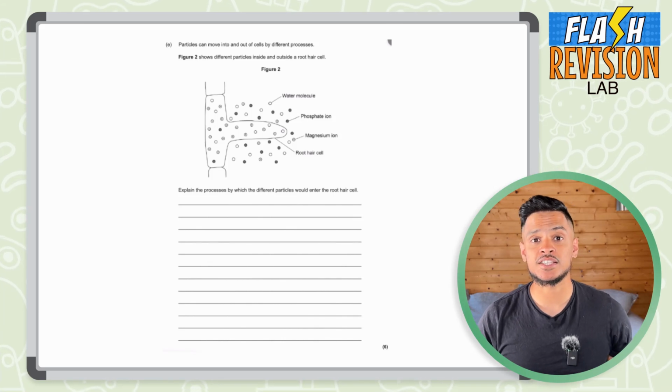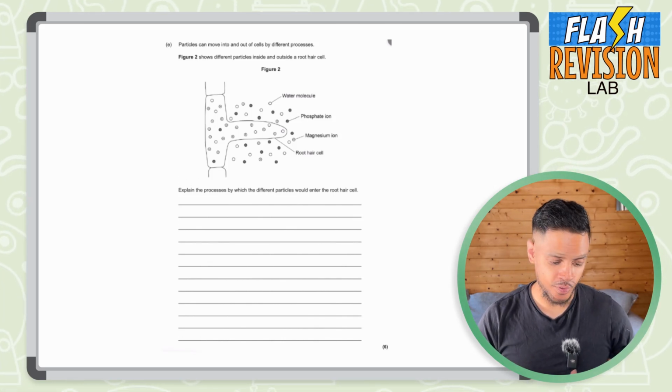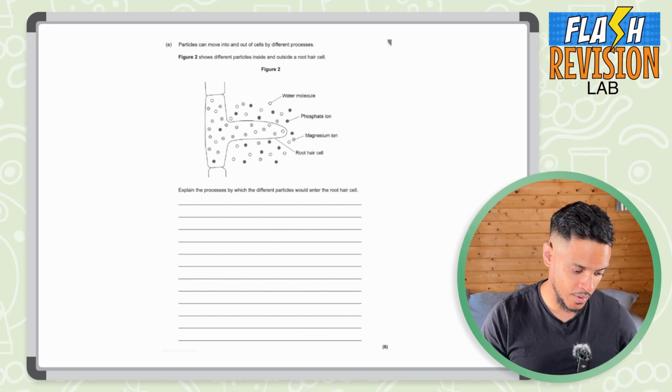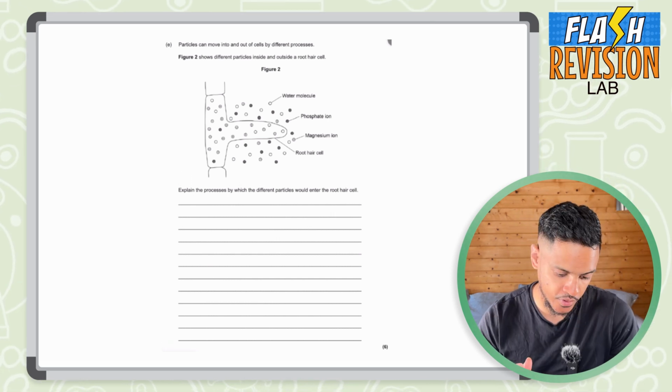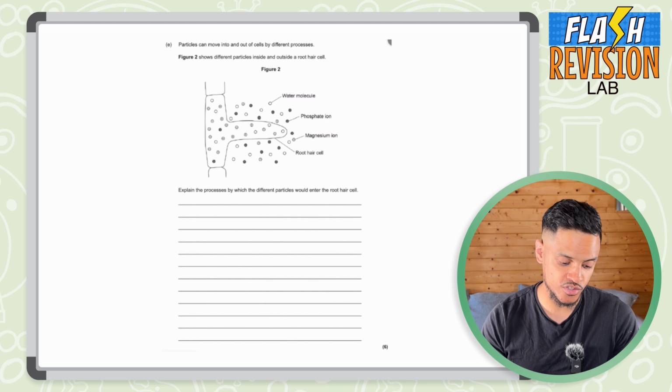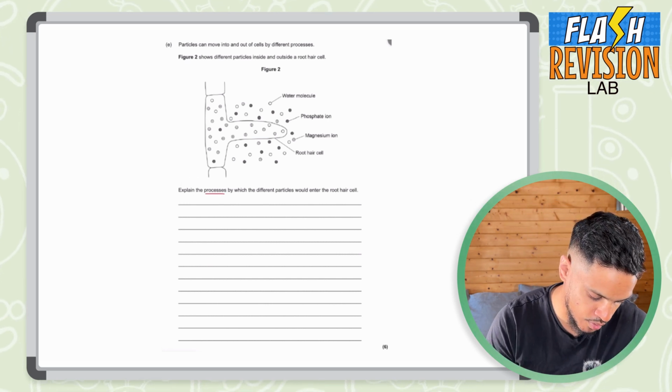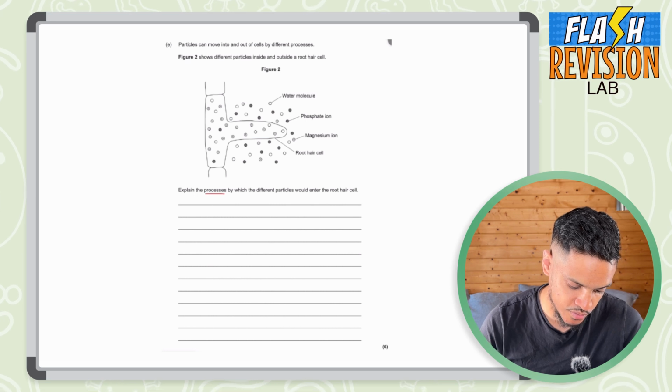Right, so here we have a 6 marker on transport in cells. This basically covers diffusion, osmosis, and active transport. So what we have here is a root hair cell, and we've got 3 different types of substances trying to enter the root hair cells, and we basically need to describe the processes by which the different particles would enter.